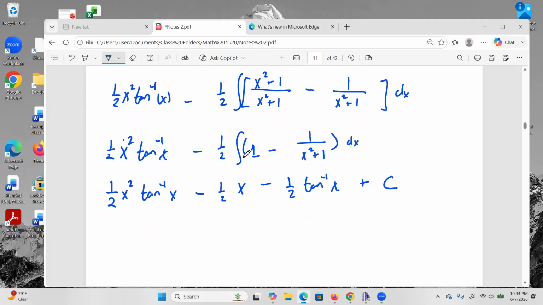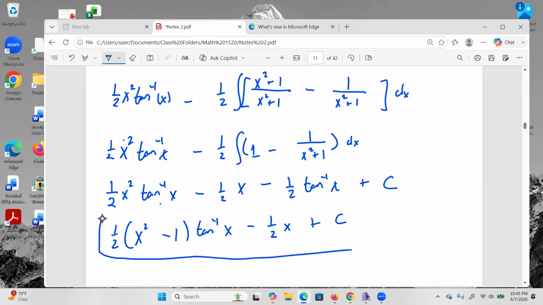We could do a couple of things if we really wanted to. We could go ahead and factor out 1 half. I pulled out 1 half, not 2. So I have 1 half, x squared minus 1, times the inverse tangent of x. If I multiply this back in, I get back my 1 half x squared tangent inverse. I get my minus 1 half tangent inverse, minus 1 half x. There's no tangent inverse on that one, plus c. Now we could go ahead and say that would be a nice answer.